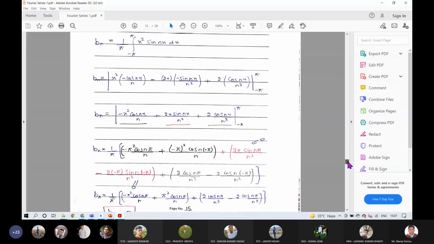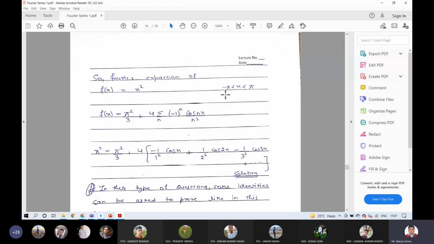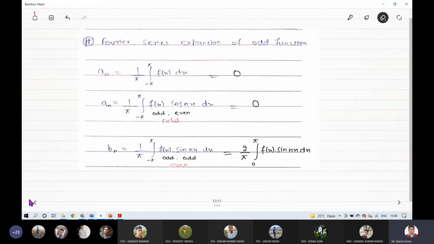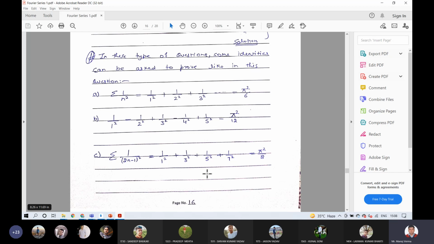Now, x square is taken in which limits? Yes, the x square that is taken is in the limits from minus pi to pi. So yes, we can use the application of the even function or odd function in this particular range. As this was an even function, what was the property of even functions? bn will be 0. A naught and an you have to calculate, but bn will be 0.